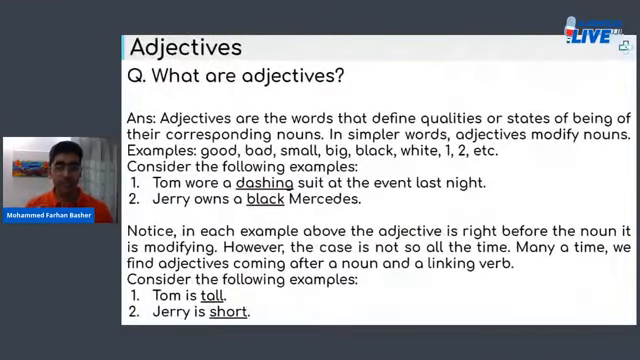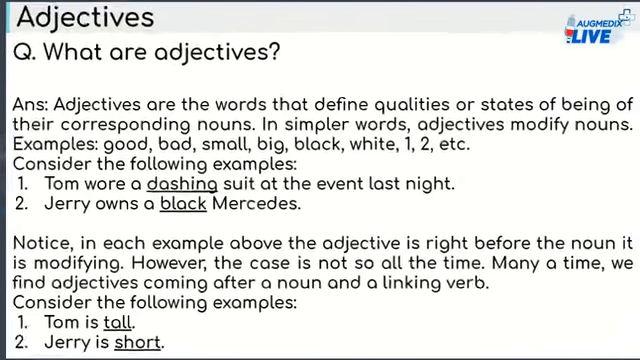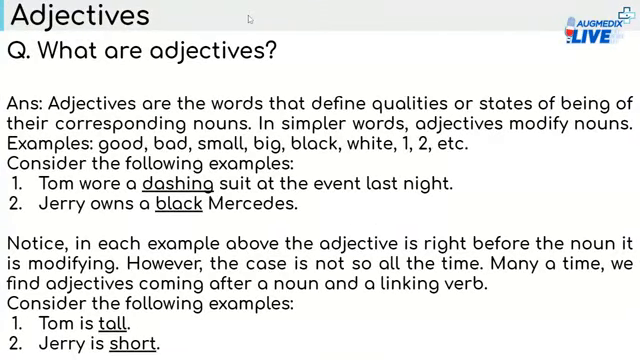Adjectives are the words that define qualities or states of being of their corresponding nouns. In simpler words, adjectives modify nouns. Examples: good, bad, small, big, black, white, one, two, etc. All these words are adjectives. And what do they do? They define qualities of nouns.